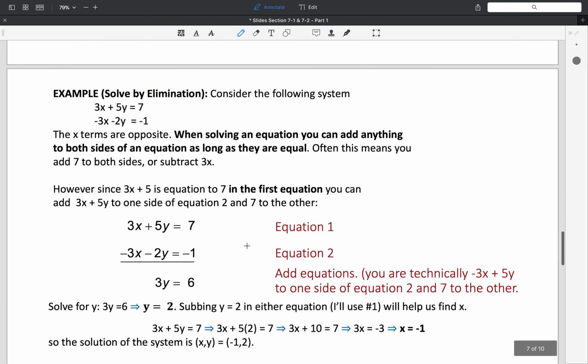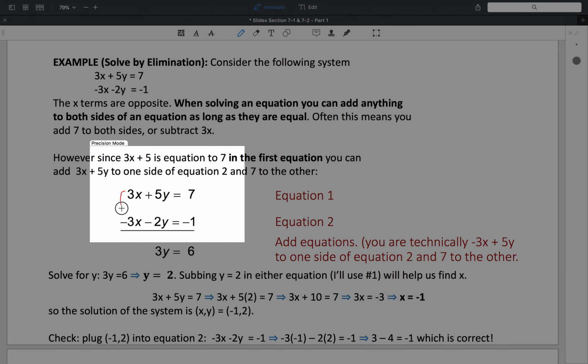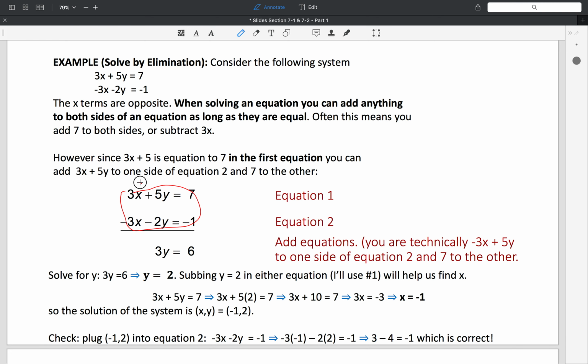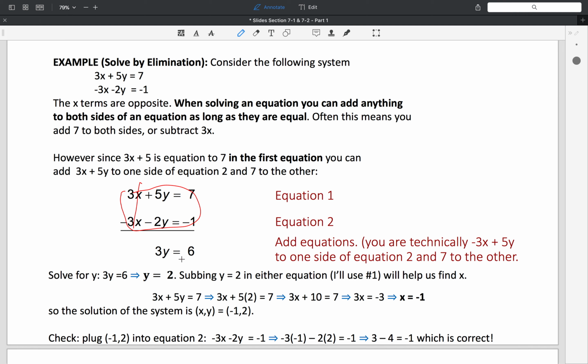So here we go. There's the equation we were looking at. And then what I'm going to do right here, as I talked about, is add these equations to one another. When I do that, the 3x's go away, and I get 5y minus 2y, which is 3y, and 7 plus -1 is 6. So I get 3y equals 6, and y is equal to 2. So that gives me y.